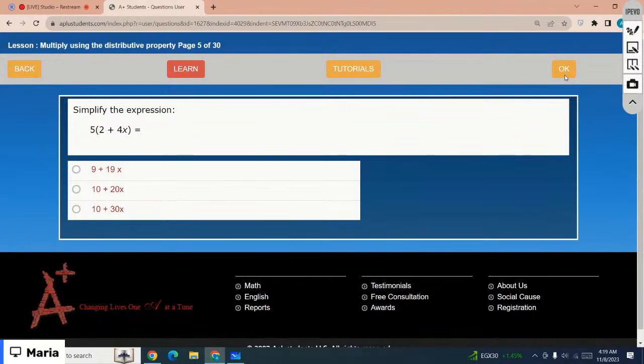So the correct option is, you have to do 5 times 2. 5 times 2 is 10, and then 5 times 4x. So the correct option is 10 plus 20x. Very good. Option number 2 is the correct option.